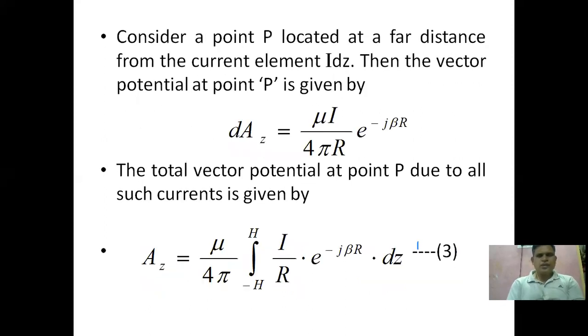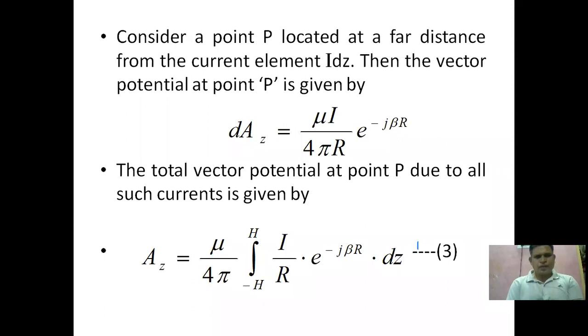Now, this is the general way of representing the differential vector potential. You have to remember this formula. The differential vector potential is equal to mu into I divided by 4 pi r into e power minus j beta r. In terms of the phase constant, we can represent this formula. You have to remember this.